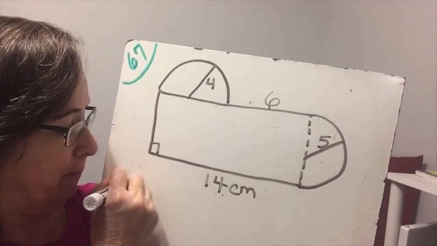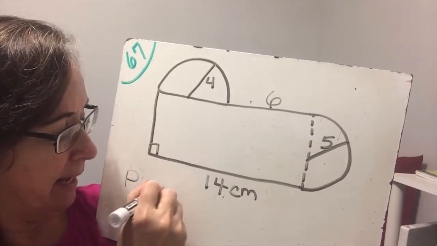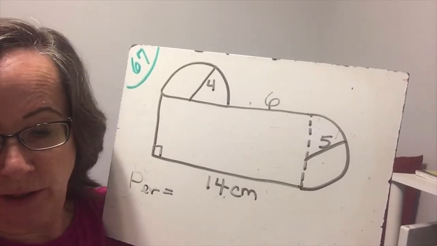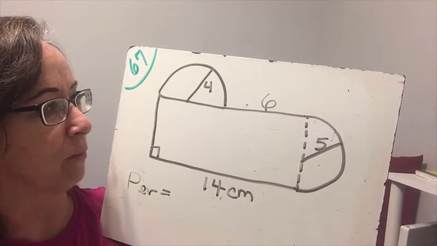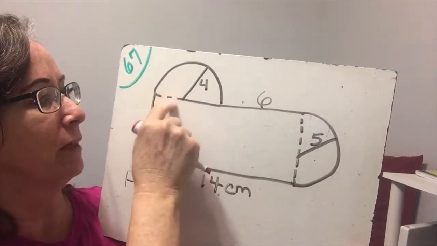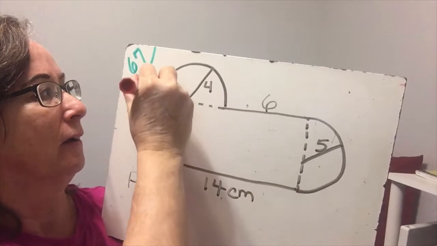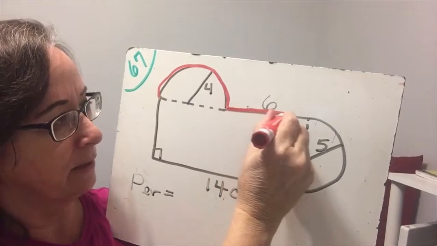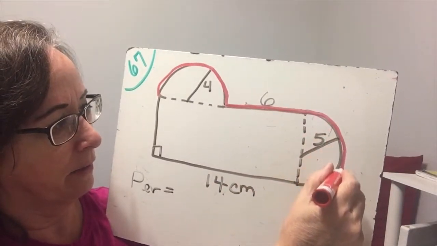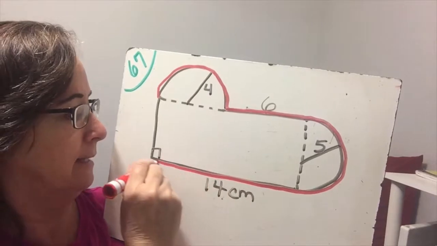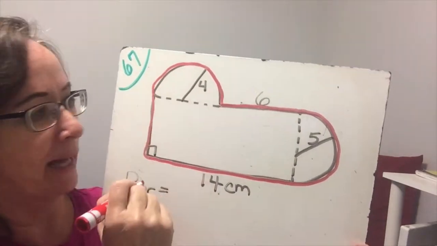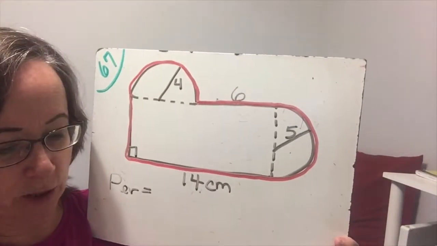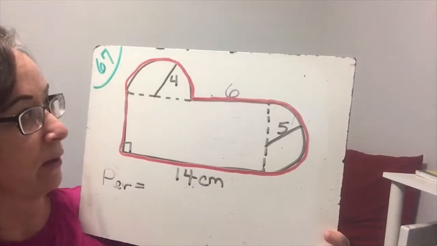So perimeter, remember, is the distance around, and we're going to go ahead and show in red what we're talking about. We're not talking about this part here. We're going to have this around the circle, and then across here, all the way around that semicircle, across here, and up back again. So the red is the perimeter that we are trying to measure. So now we're going to get started.